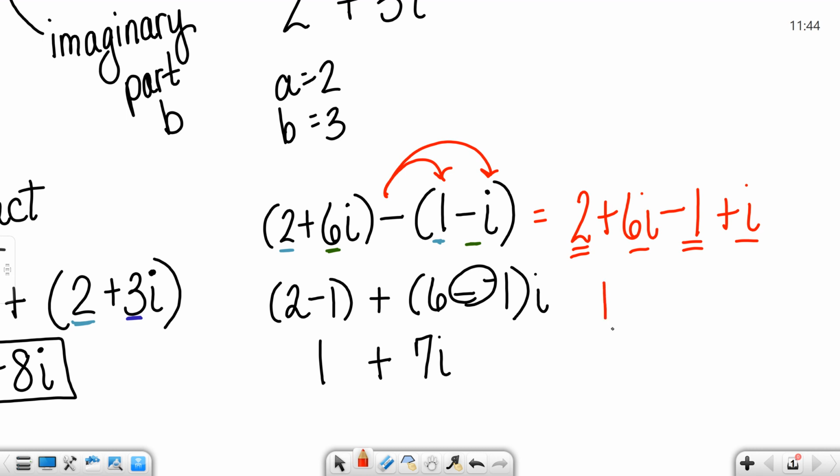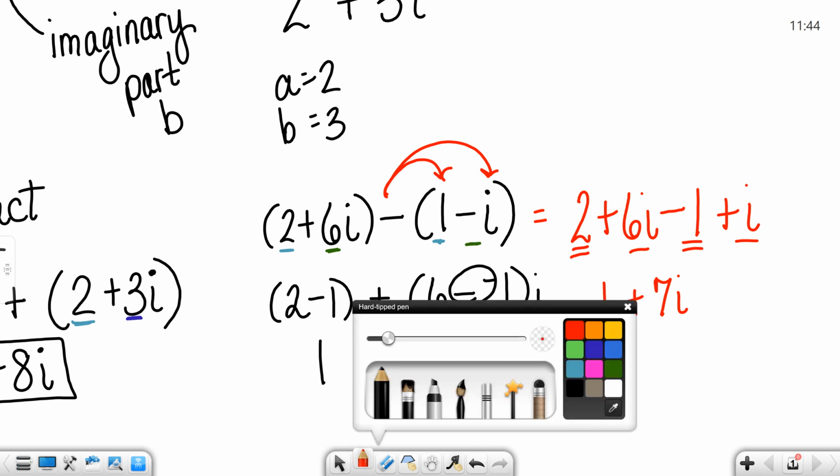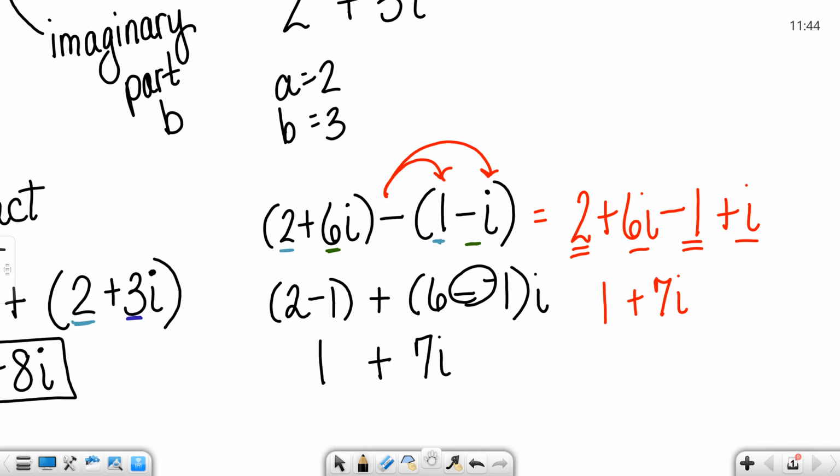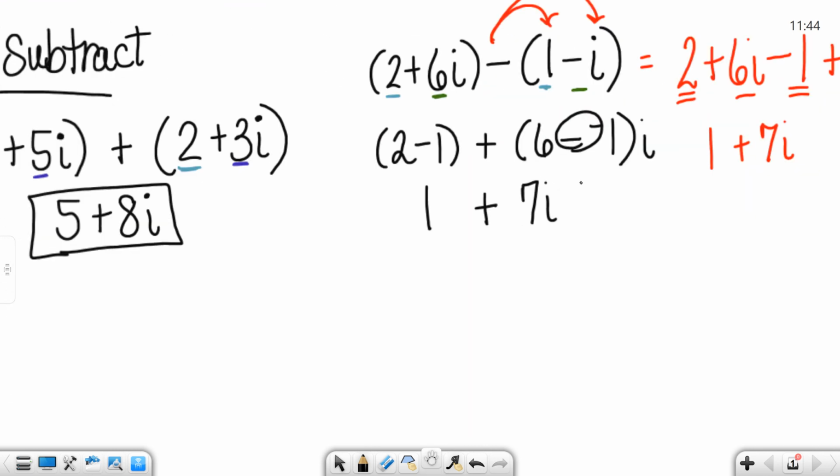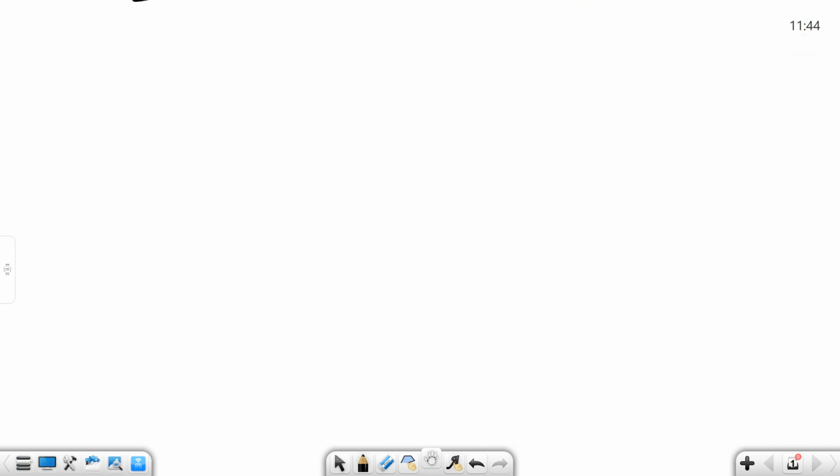So 2 minus 1 gives me 1. The 6 plus 1 gives me 7i. We ended up with the same answer. So either process there is fine. Just be careful with your signs. All right, not only can we add and subtract complex numbers, we can do some multiplying.